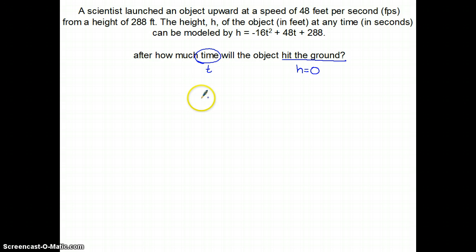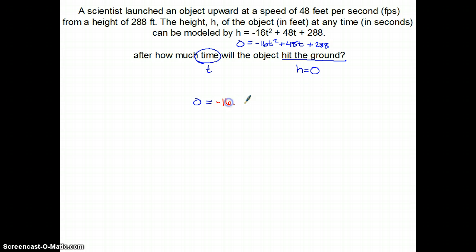So since my object is on the ground, I plug in an h of 0, and I solve my equation for t by factoring. Remember, when we are factoring, make sure that you have a 0 on one side, and then factor completely. Since I do have the 0 on one side, I'm going to first factor out my greatest common factor. Between 16, 48, and 288, I may take out a greatest common factor of 16. However, looking at your leading coefficient, since it is a negative 16, I'm going to factor out a negative to make that leading coefficient positive.